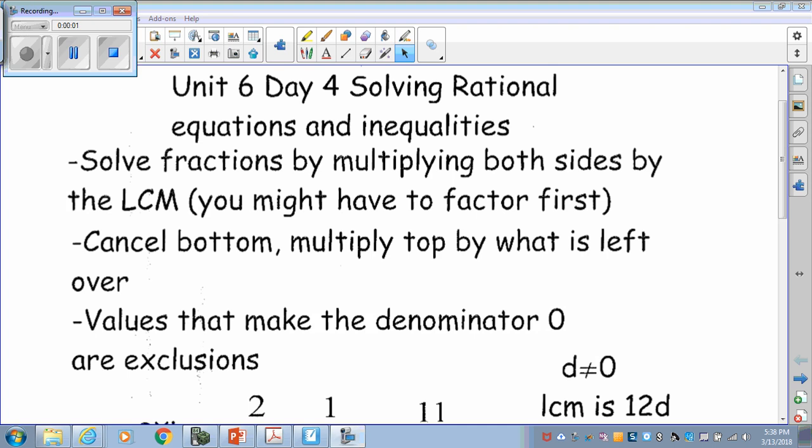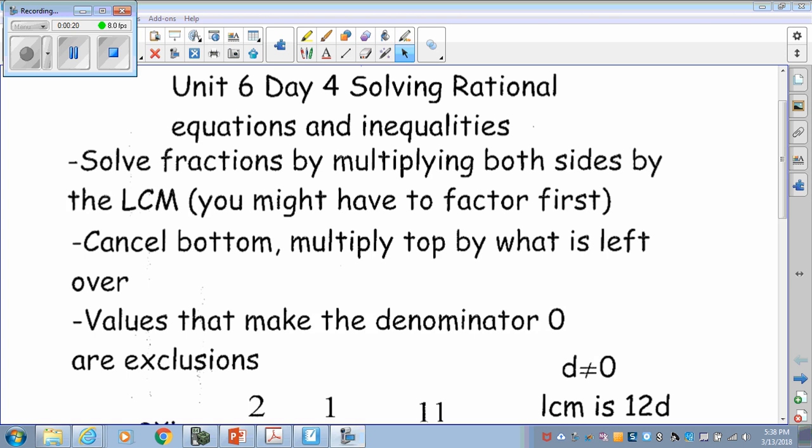Here we go on with the last part of the algebra part of rational expressions, where we're going to solve equations. And then after today, we'll talk about the graphs of these equations and what they look like. And then we'll be done with this Unit 6 on rational equations.